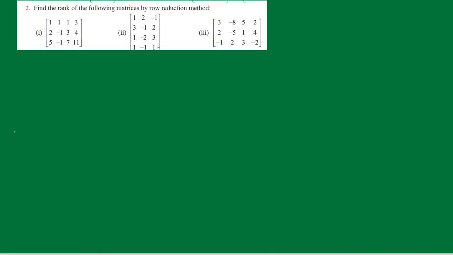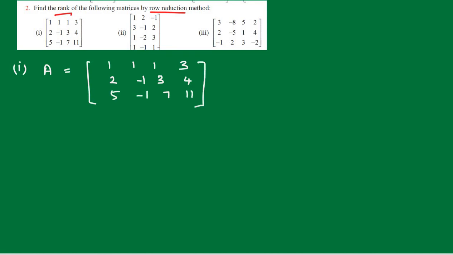Next, moving on to question number 2. Find the rank of the matrix by row reduction method. The matrix taken, A, is equal to the matrix 1 1 1, 3 2 minus 1, 3 4 5, minus 1 7 11. I am going to make the elementary row operation here.